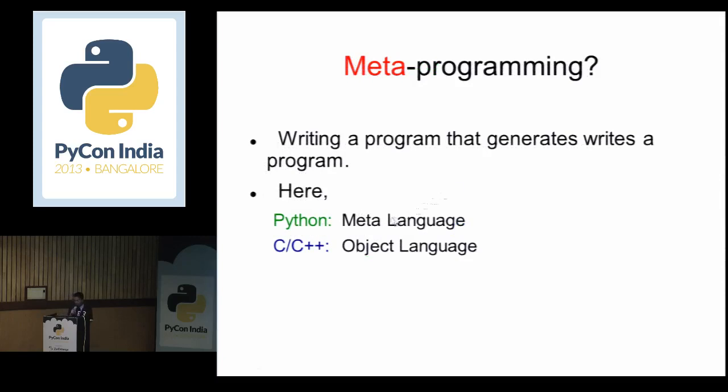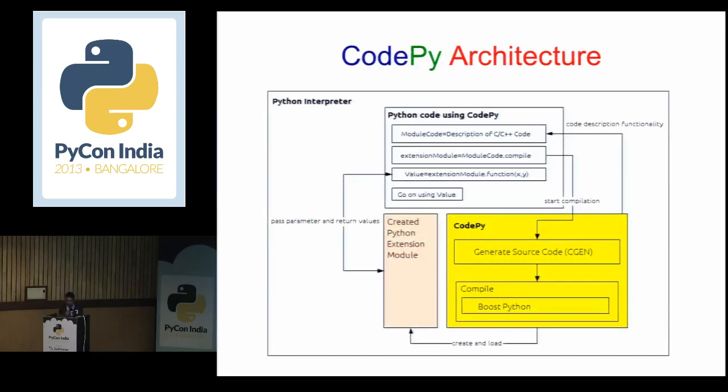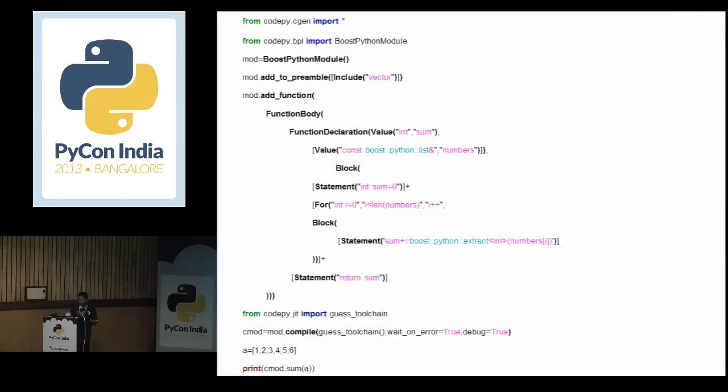So what is metaprogramming? Here metaprogramming means a Python code creates a C file, and this C file gets compiled, a shared library is built, and it is imported into Python. So this is the CodePy architecture here. So the second block here, extension module code.compile. So what it does is, you can see the code here.